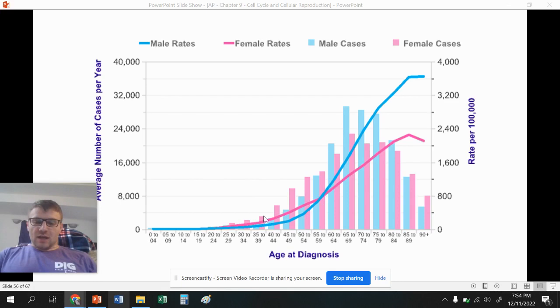Here's another graph I like to talk about. You can see as we age, we have increased risk of developing cancer because we are exposed to more of these carcinogens throughout the years. So yeah, we see a larger increase in these cancers later on in life.